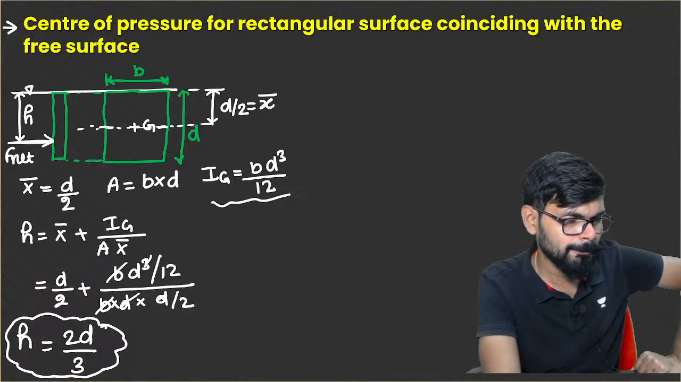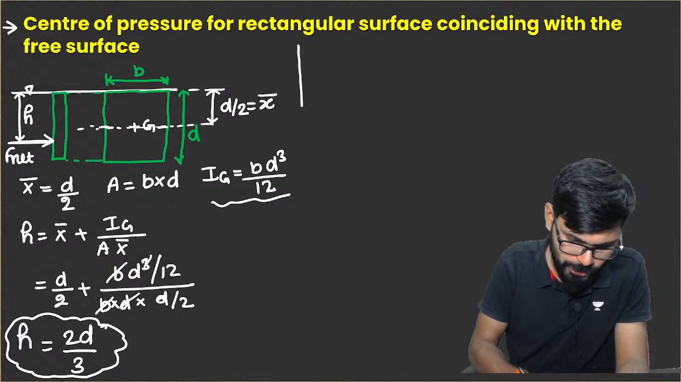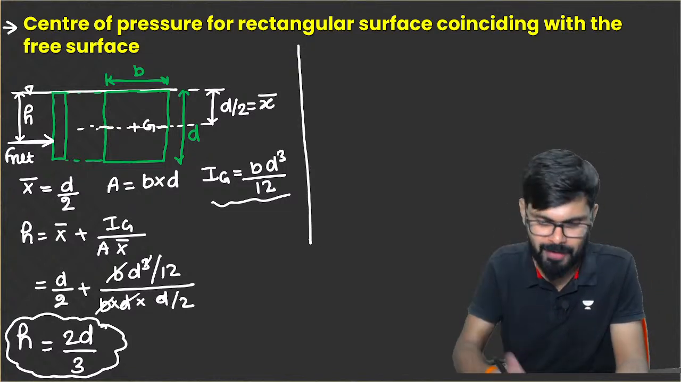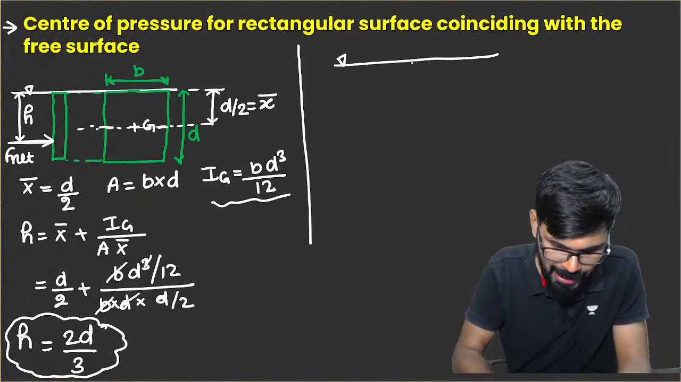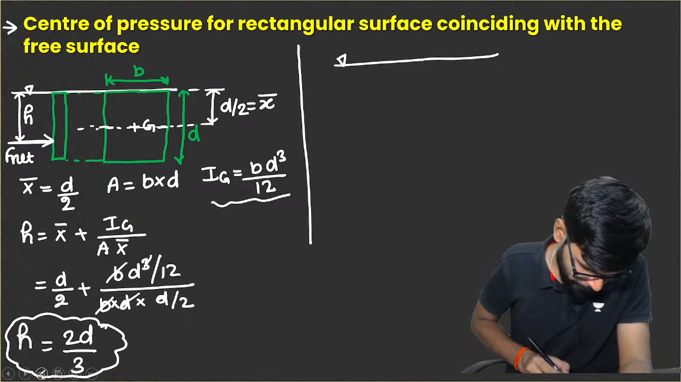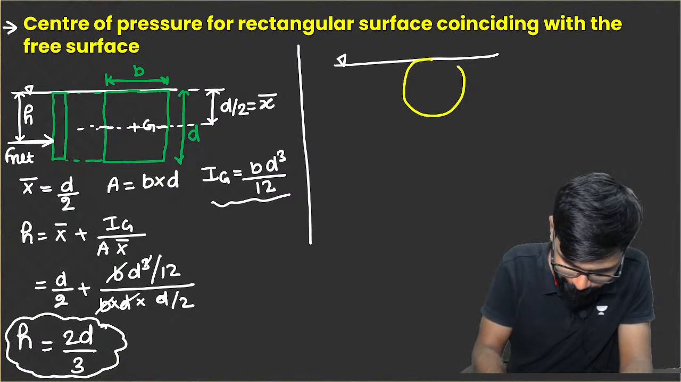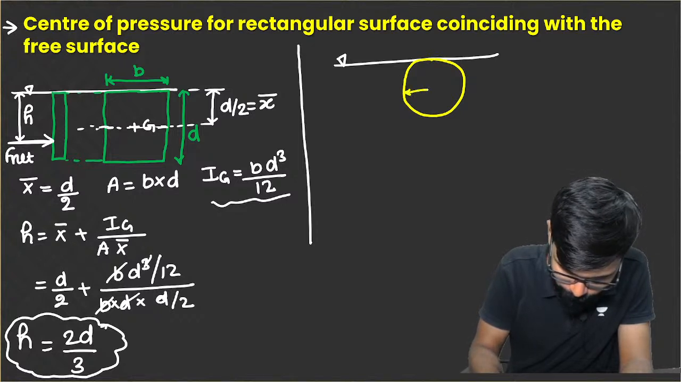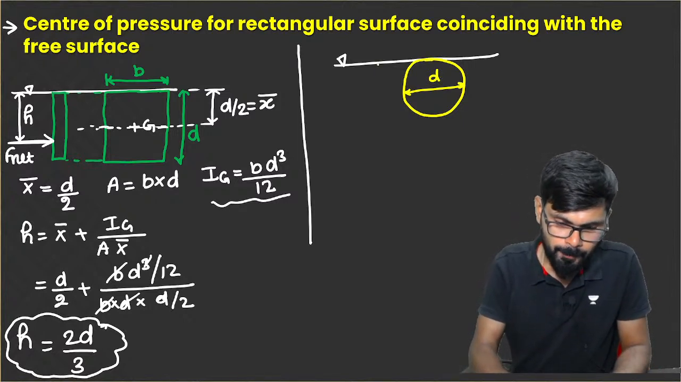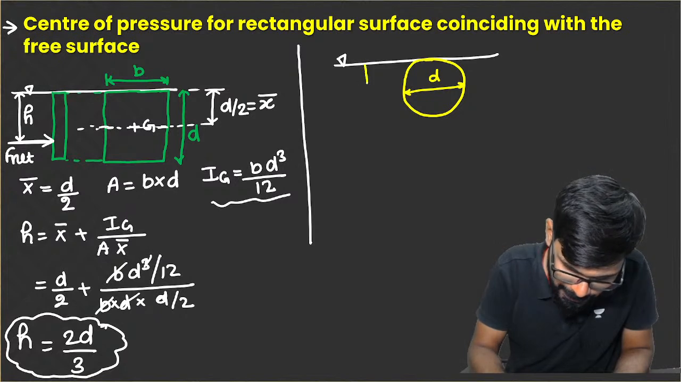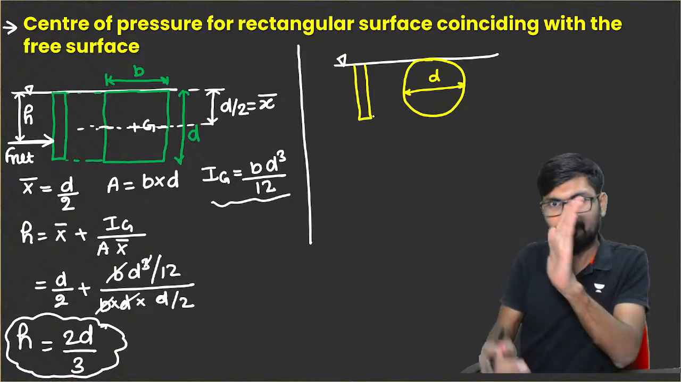Should I tell you some more surfaces? One more surface I would like to tell you. Just calculate the H value for this particular case. It is a free surface and one circular plate of diameter D. Tell me what is the H value. The plate looks like this, right? From this side, the front view will be something like this.